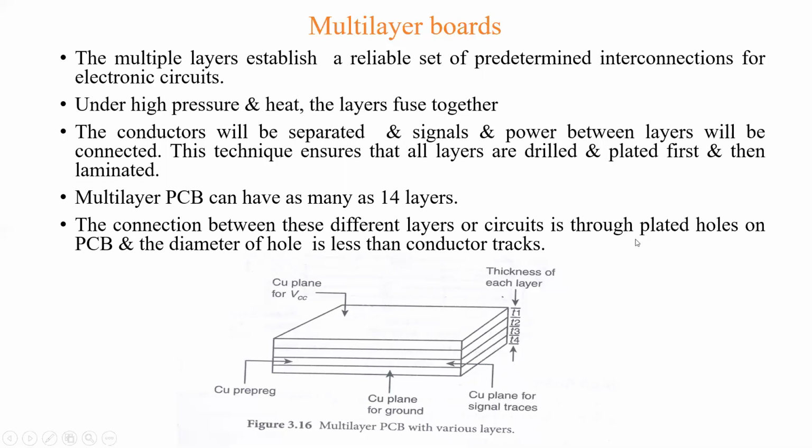This is the copper plane. This is the prepreg. Then Cu plane. This is Cu plane for signal and traces. This is for ground. This is for signal trace. And these are the thicknesses of each layer.